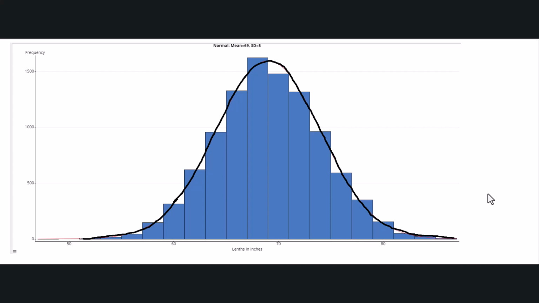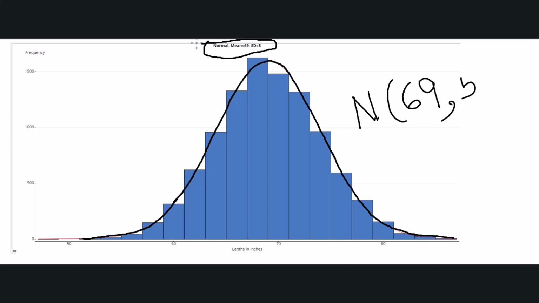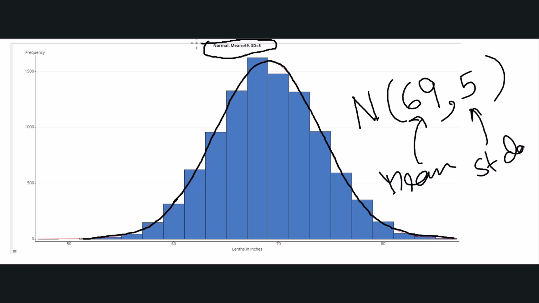So let us review our normal distribution study through STATKEY, a free software that you can use in this course. A normal distribution is the bell-shaped curve, and what you see here is a histogram of data that was randomly drawn from a normal distribution with mean 69 and standard deviation 5. And how do you write it? You write it as normal with parameters 69, 5. So this part goes for the mean, and this typically goes for the standard deviation.